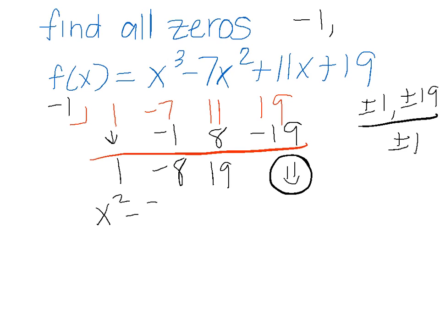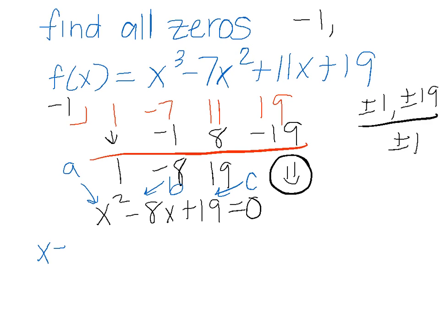This would be x squared minus 8x plus 19 equals 0. This is something that is not factorable because there's no factors of 19 that add up to be negative 8. So I'm going to use the quadratic formula, or you can use completing the square. It doesn't matter. Okay, those are my a, b, and c values.